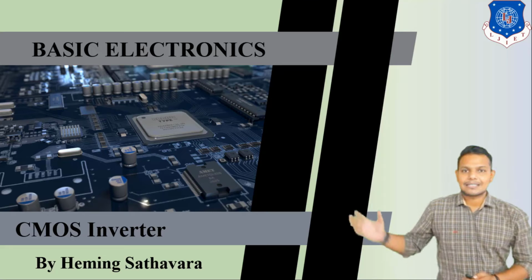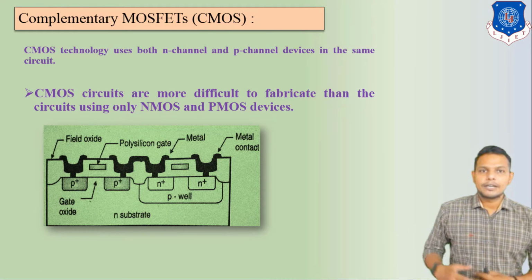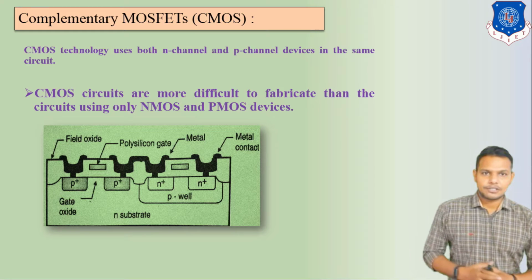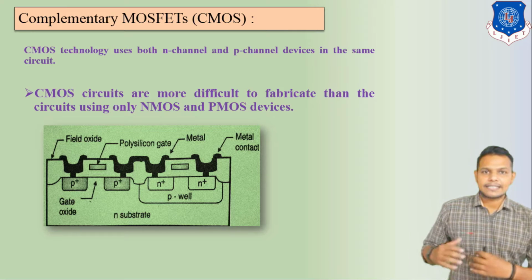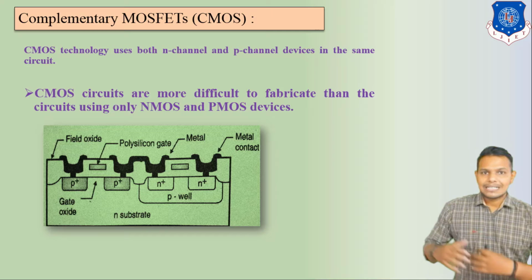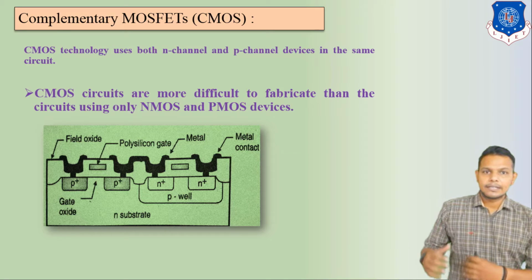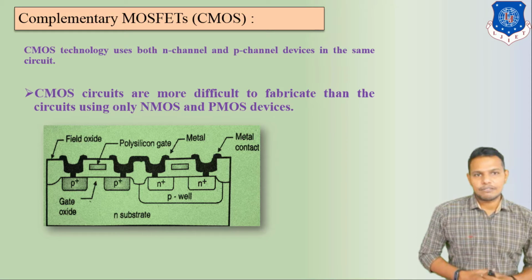Now let us discuss CMOS. Its full form is complementary metal oxide semiconductor field effect transistor. CMOS technology uses both N channel and P channel devices in the same circuit. CMOS circuits are more difficult to fabricate than circuits using only NMOS or PMOS devices.